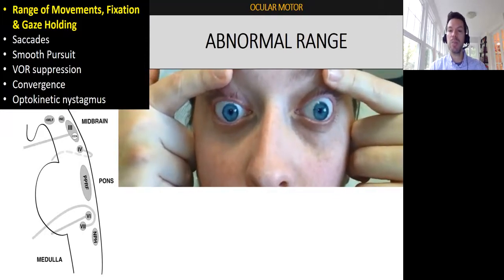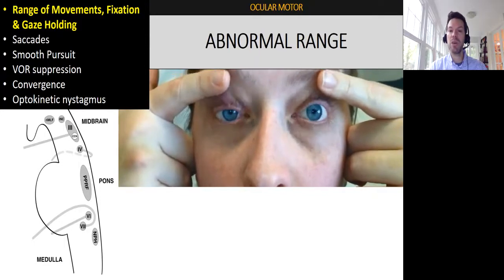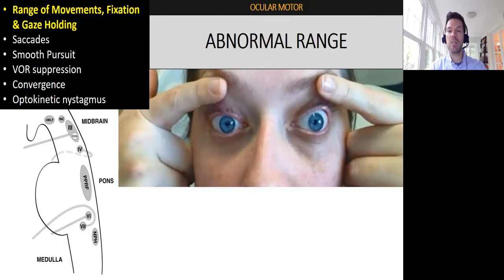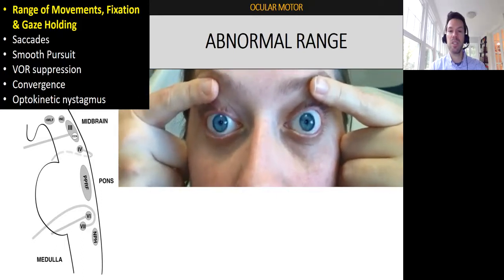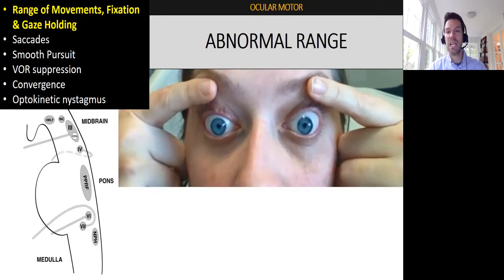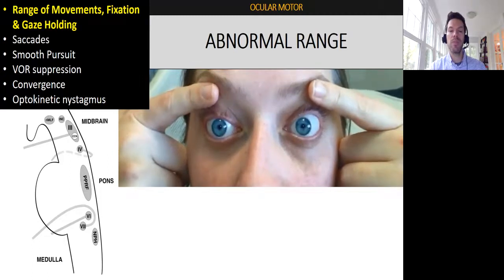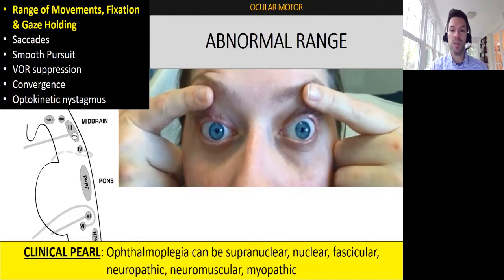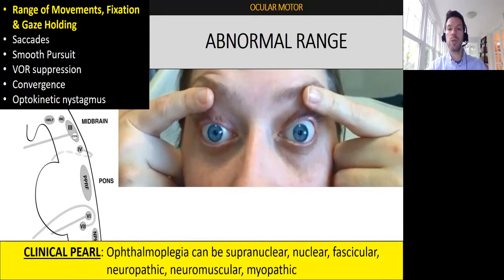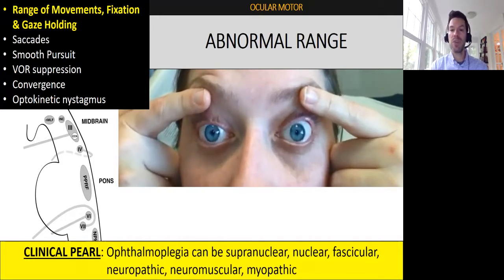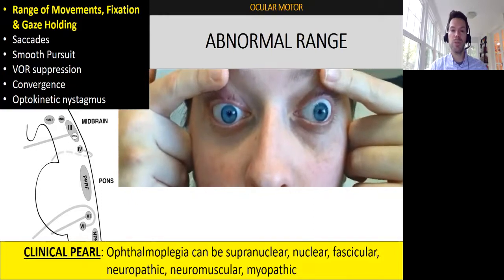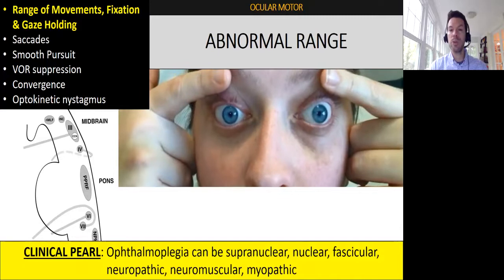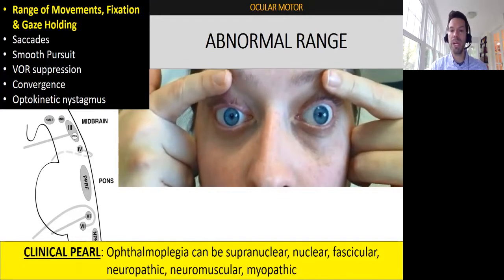This patient has ophthalmoplegia. This patient has severe bilateral ptosis, which is aided by her holding her eyelids up. And this fatigues. This patient has myasthenia gravis as the explanation for her ophthalmoplegia. So remember that ophthalmoplegia can be supranuclear, as in the case of progressive supranuclear palsy, where you're affecting the rostral interstitial medial longitudinal fasciculus and other non-nuclear structures, mainly in the midbrain.